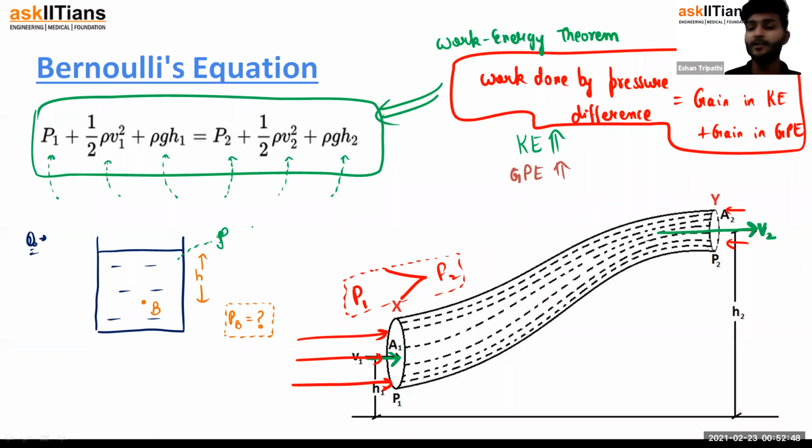So for Bernoulli's equation, always 2 points are important. Point 1, point 2. Any 2 points you can take. But at least one of the points should be the one over which you are finding the pressure, right? So point B needs to be one of them. And the other point should be a point of which you know things. So one point is going to be the one of which we will find things. Another one should be of which we know things already.